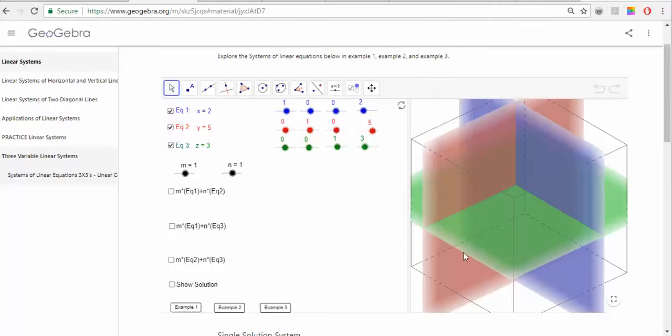Okay, this video is designed to show one particular application that I found on GeoGebra. What I did was basically look for a bunch of applications that dealt with linear systems. So I stumbled across this one and it's incredible.